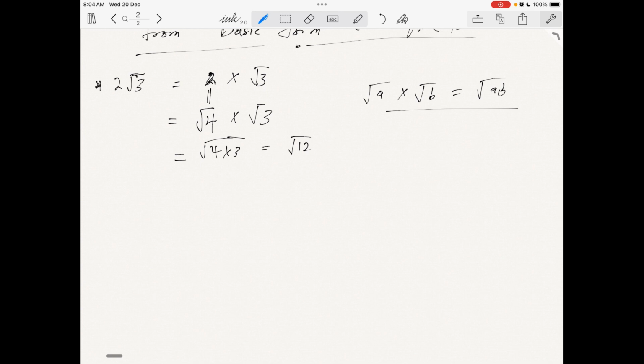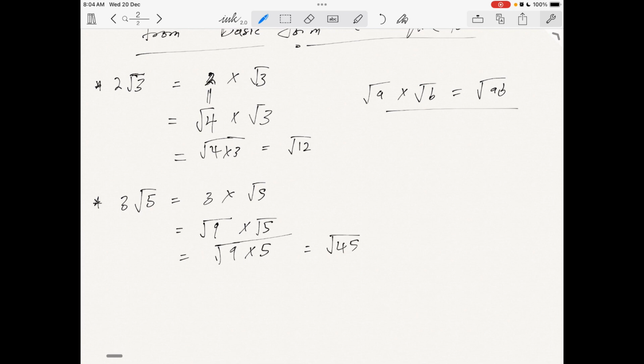Now let's pick another format. We're given 3 root 5, right? So this will give us 3 multiplied by root 5. What is the square root of a number that will give us 3? That will give us 9, because root 9 is 3, multiplied by root 5, and in the back we have 9 multiplied by 5, and 9 multiplied by 5 is 45.